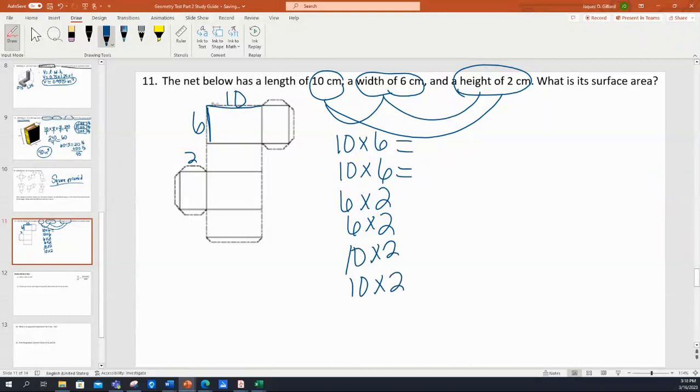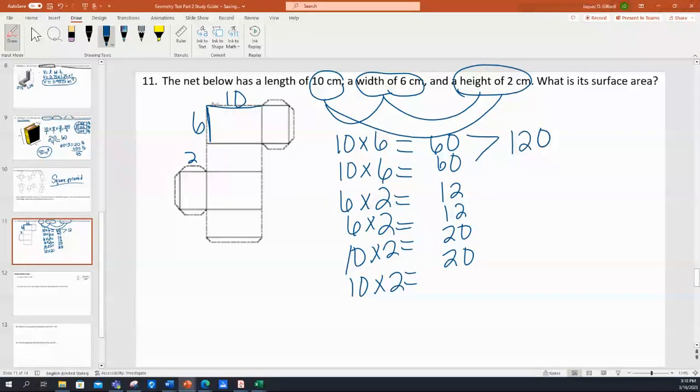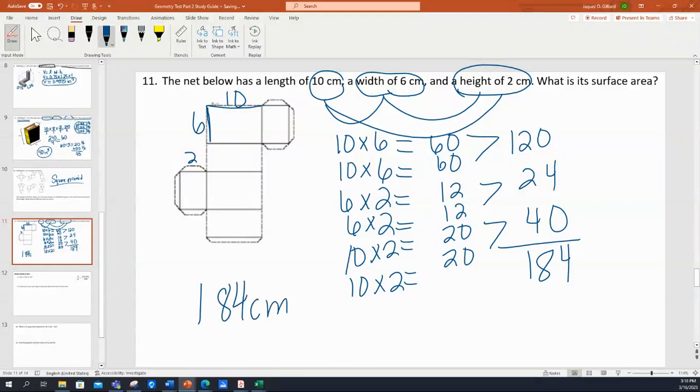Now let's add those up. When we add those up, you're done. Now 10 times 6 is 60, so I'm going to get 60 twice. 6 times 2 is 12, so I'm getting 12 twice. And 10 times 2 is 20. Now, I like to just double them, right? So 60 plus 60 is 120. We know 12 plus 12 is 24. And we know 20 plus 20 is 40. Now we add those up. We know that 2 plus 4 is 6 and 12 plus 6 is 18. So our answer is going to be 184 centimeters squared.